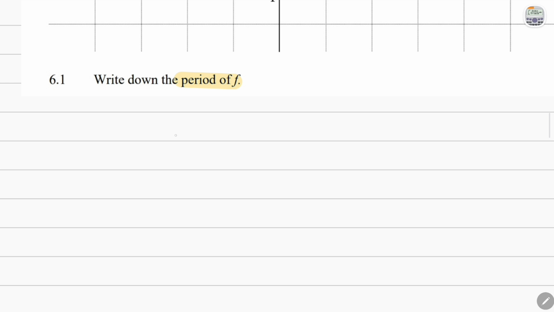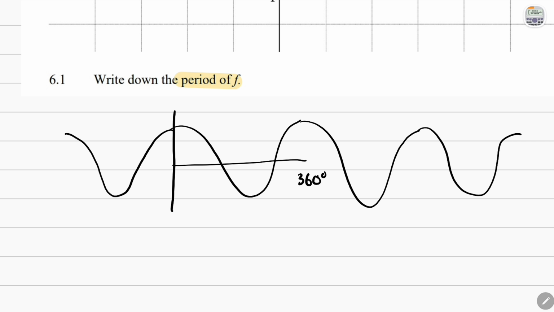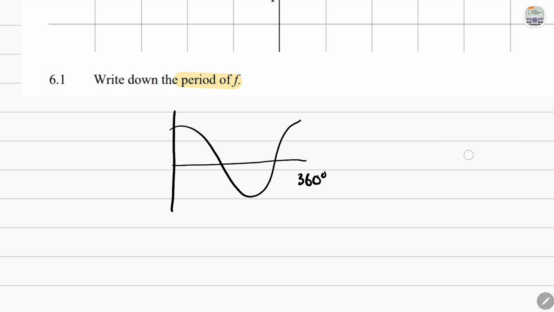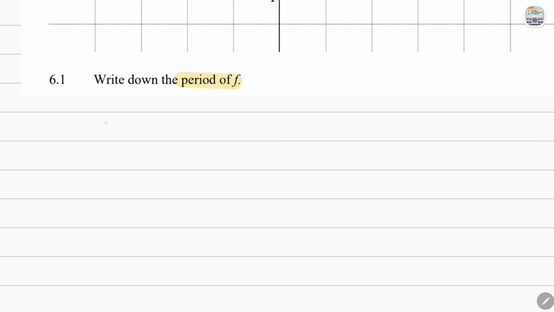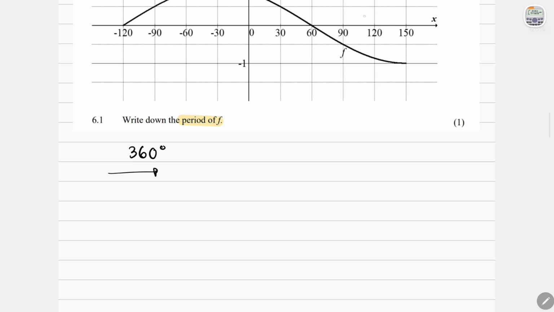So the cos graph naturally takes how long to complete a cycle? The cos graph completes one single cycle in 360 degrees. Then 360 degrees later, it will have the same shape, and 360 degrees later, the same shape again, even 360 degrees before this. So that's a cos graph, meaning that this graph's period is simply 360 degrees. And that is our answer. Moving on to the next question.